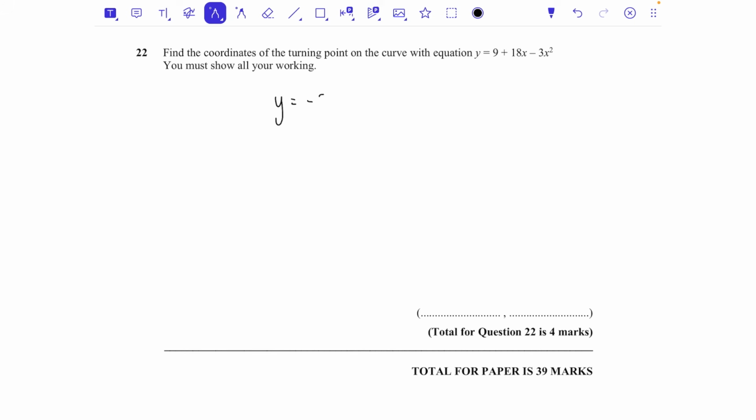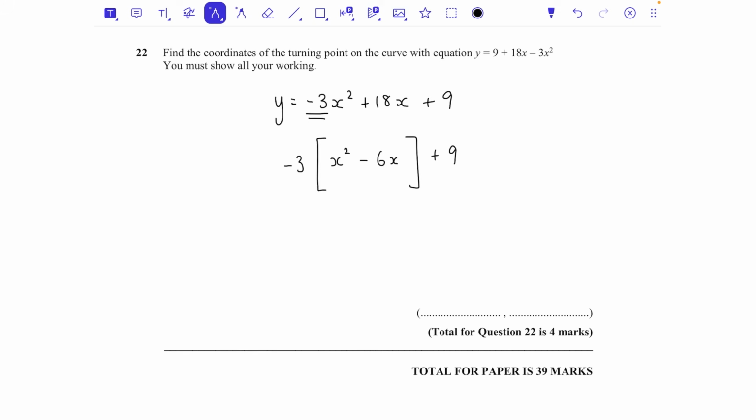I'm going to turn this round. Minus 3x squared, add 18x, add 9. Now that's exactly the same as what they've given me. I just prefer to work with the x squared term first. Now if ever you have a number in front of x squared and you want to complete the square, you need to factorise it out. So I'm going to put minus 3 outside a bracket and then x squared minus 6x, and then I'm going to shut the bracket and add 9.